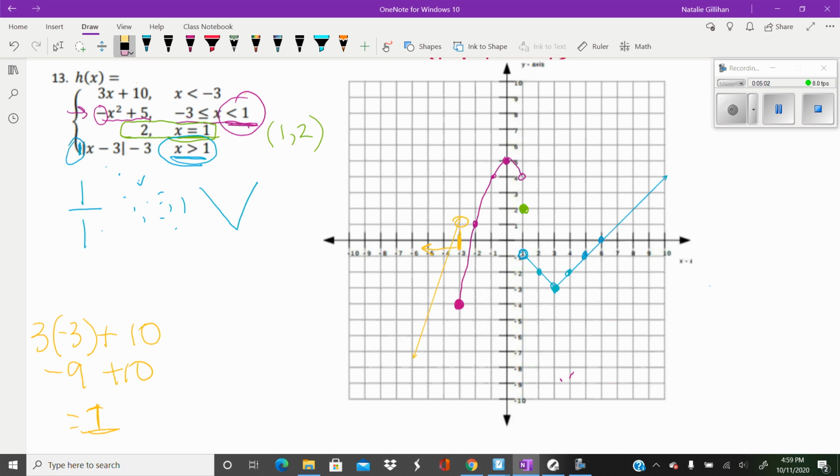That is our piecewise function. And let's kind of clean it up just a little bit. Beautiful. Looks awesome.